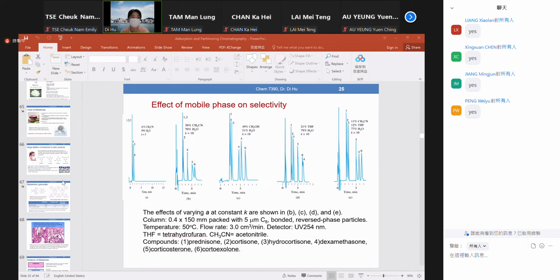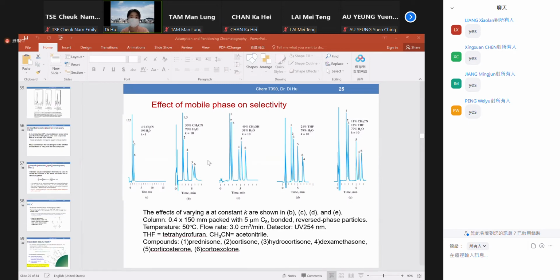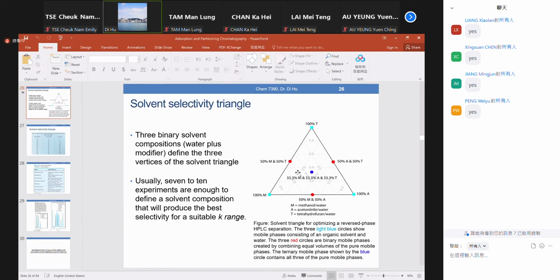So last week, we already talked about how we can play with the k value, right? Once the k value is okay, once you get k equal to 10 for the last compound, and even some compounds are still not well separated, how can we improve the alpha, the separation factor? For that, we started talking about the solvent selectivity triangle, right?